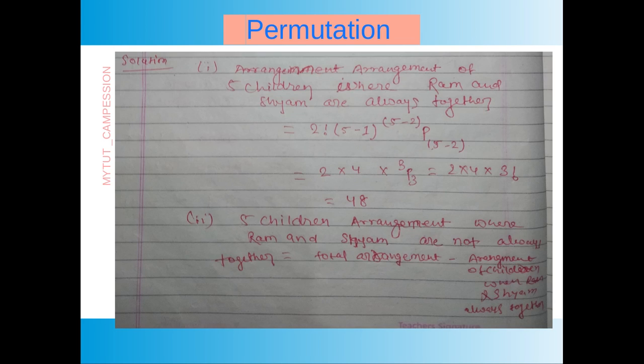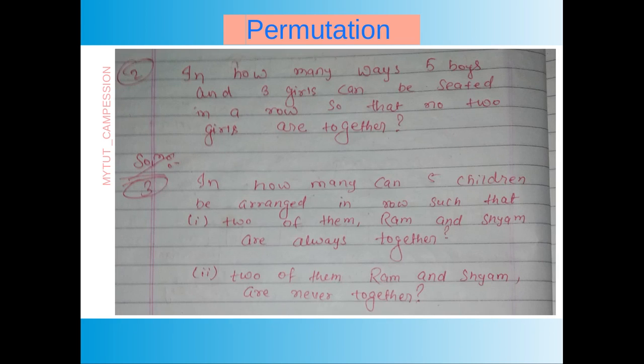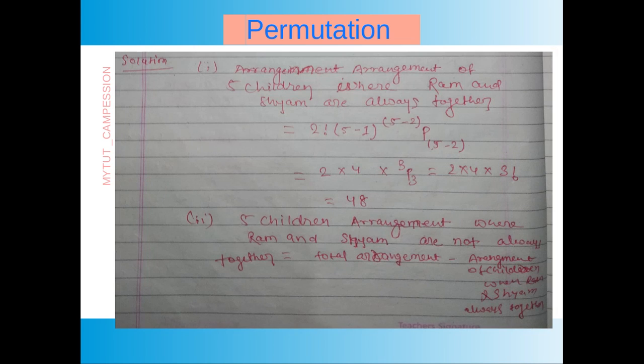So now the arrangement of 5 children where 2 of them, Ram and Shyam, are never together means the total number of arrangements of 5 children in a row minus all arrangements where Ram and Shyam are always together. Okay, you can solve this question this way. The arrangement of 5 children where Ram and Shyam are not together equals the total number of arrangements of 5 children in a row minus the arrangements of 5 children when Ram and Shyam are always together.